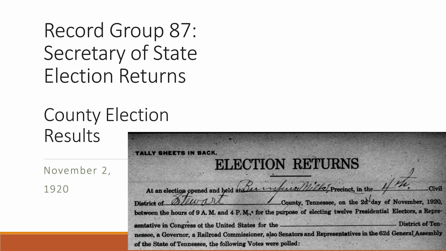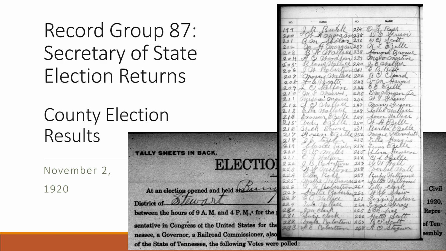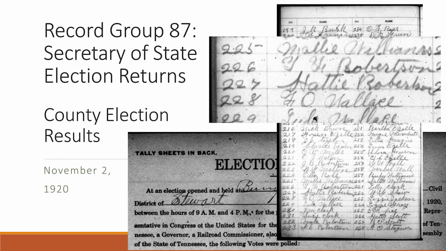My ancestor lived in Bumpus Mills Precinct, 4th District of Stewart County. Here's a page from that district for that election. Number 227 on that list, Hattie Robertson, was my great-grandmother. So she turned out to vote for that election. And I knew her. I knew her well. I wish I had asked her about that experience.